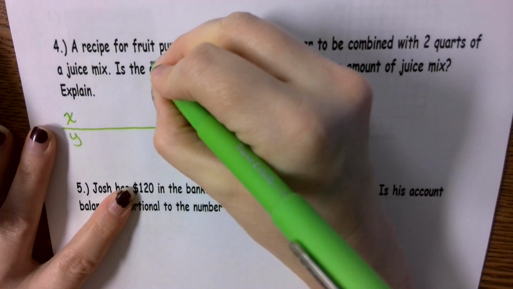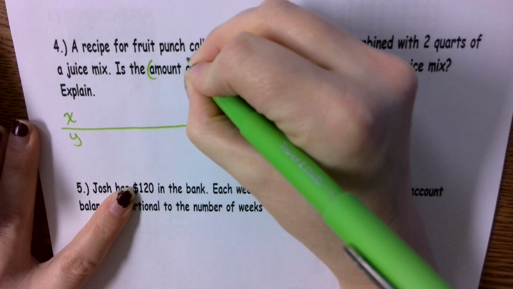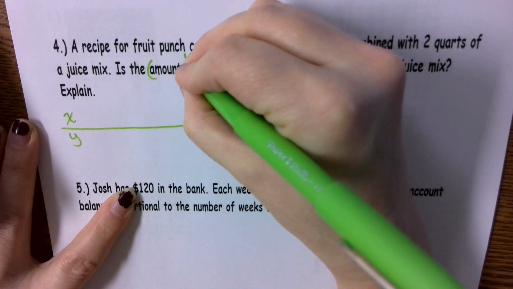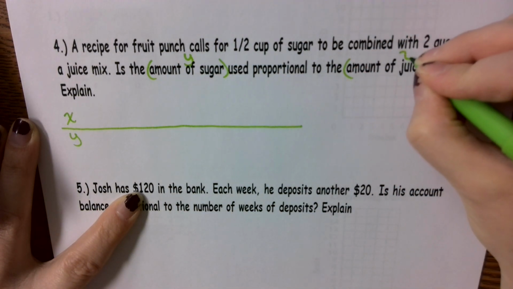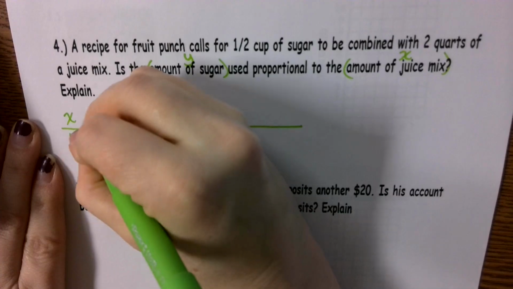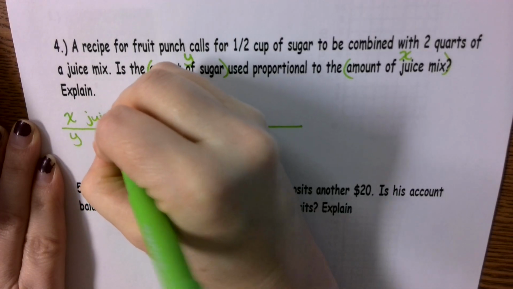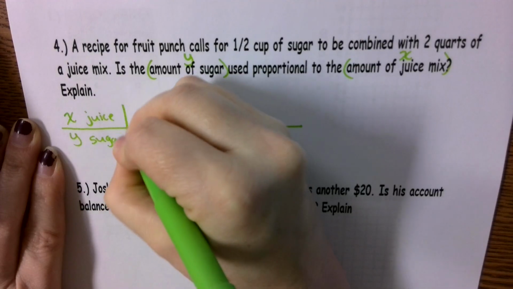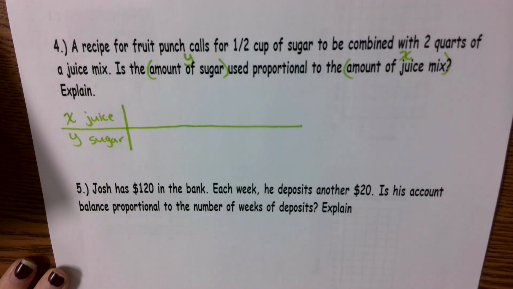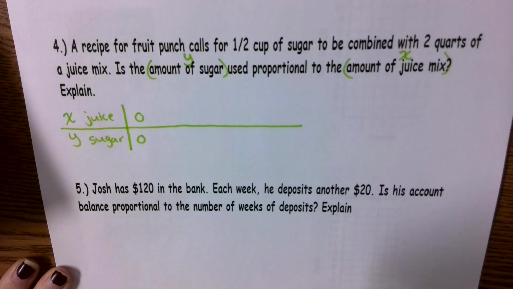So remember, this first value is going to be our Y. The second value here is going to be our X. So X is going to represent our juice. Y is going to represent our sugar. Okay, if I don't have any juice, do I have any sugar? Nope. No juice, no sugar.